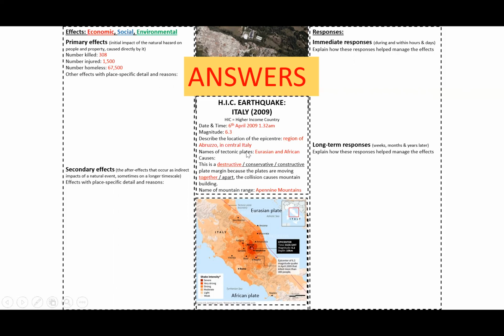The plates involved were the Eurasian and African. This is a destructive plate margin because the plates are moving together. The collision causes mountain building. And the name of the mountain range that runs through central Italy is called the Apennine Mountains.